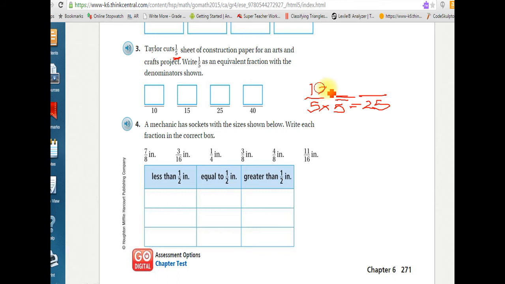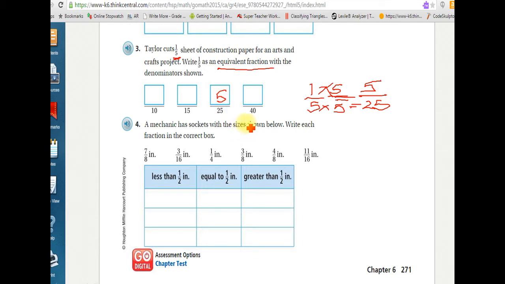And then once I know that bottom number, I know what I have to multiply the top by, the exact same number. Because this 5/5 equals 1 whole. We're not changing the value. We're getting equivalent fractions. We're not changing what the value is. 1 times 5 is 5. So now I can put that 5 above the 25.